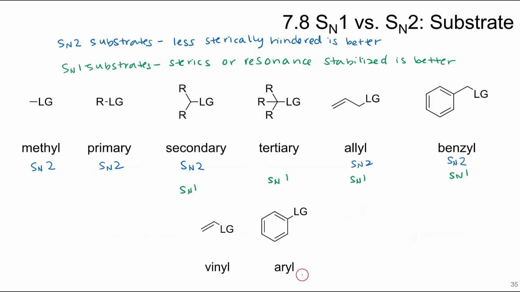A vinyl and an aryl, where the leaving group is directly on the double bond, these will not go SN1 or SN2. Those are both sterically hindered and cannot be resonance stabilized.